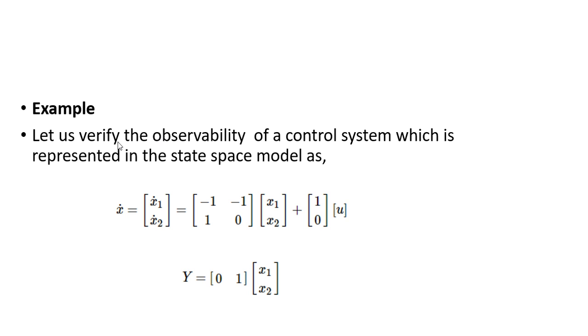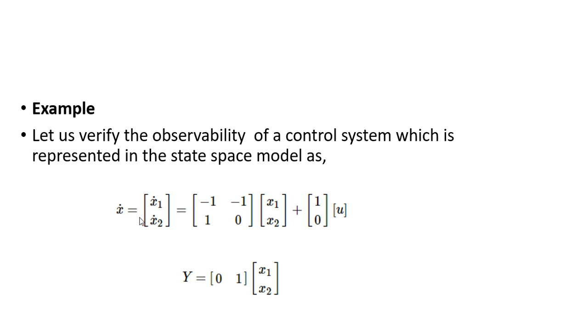Now let us verify the observability of a control system which is represented in the state space model like this. Same example we have taken for your better understanding. Previously we have seen this system is having controllability. Let's see whether it has observability or not. Here again, the same example is given.